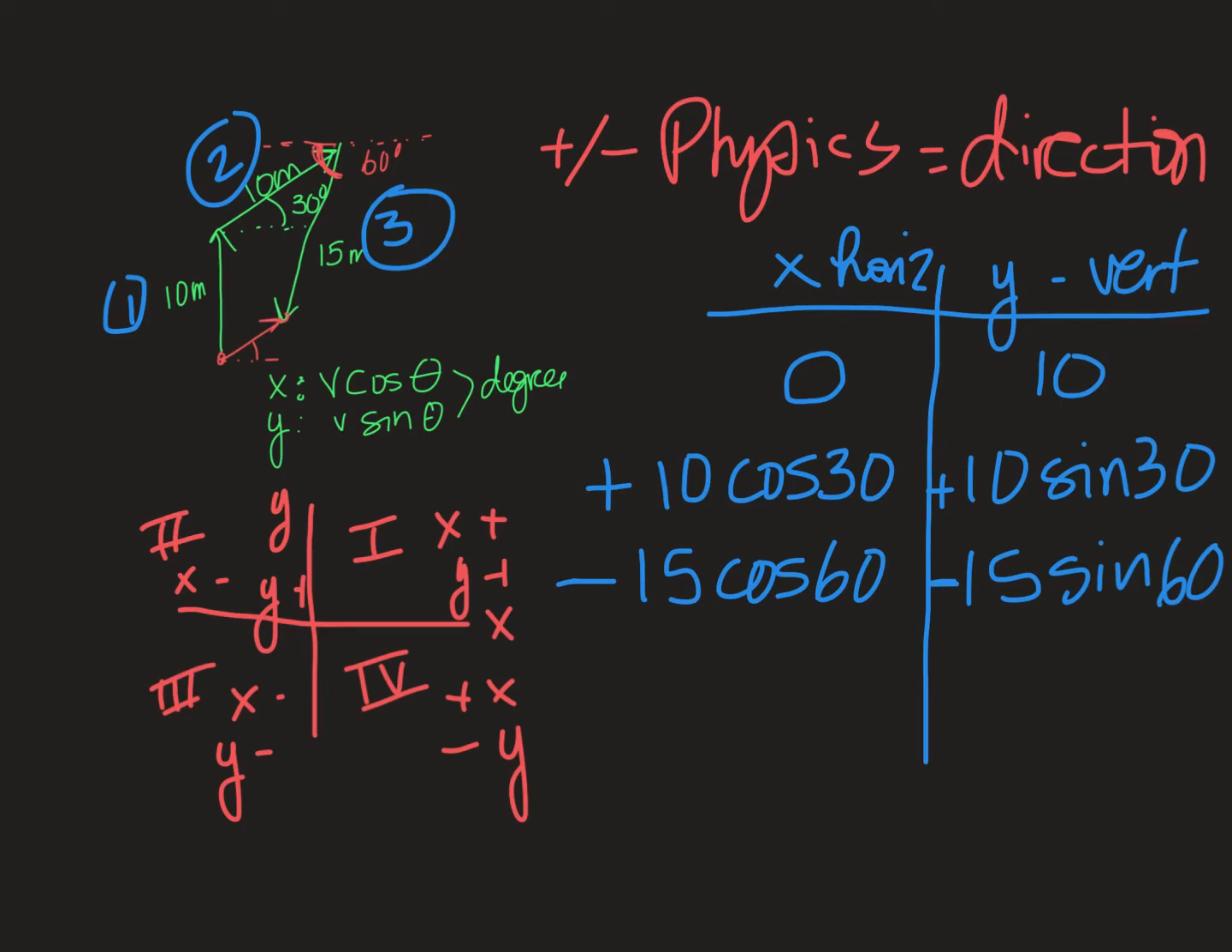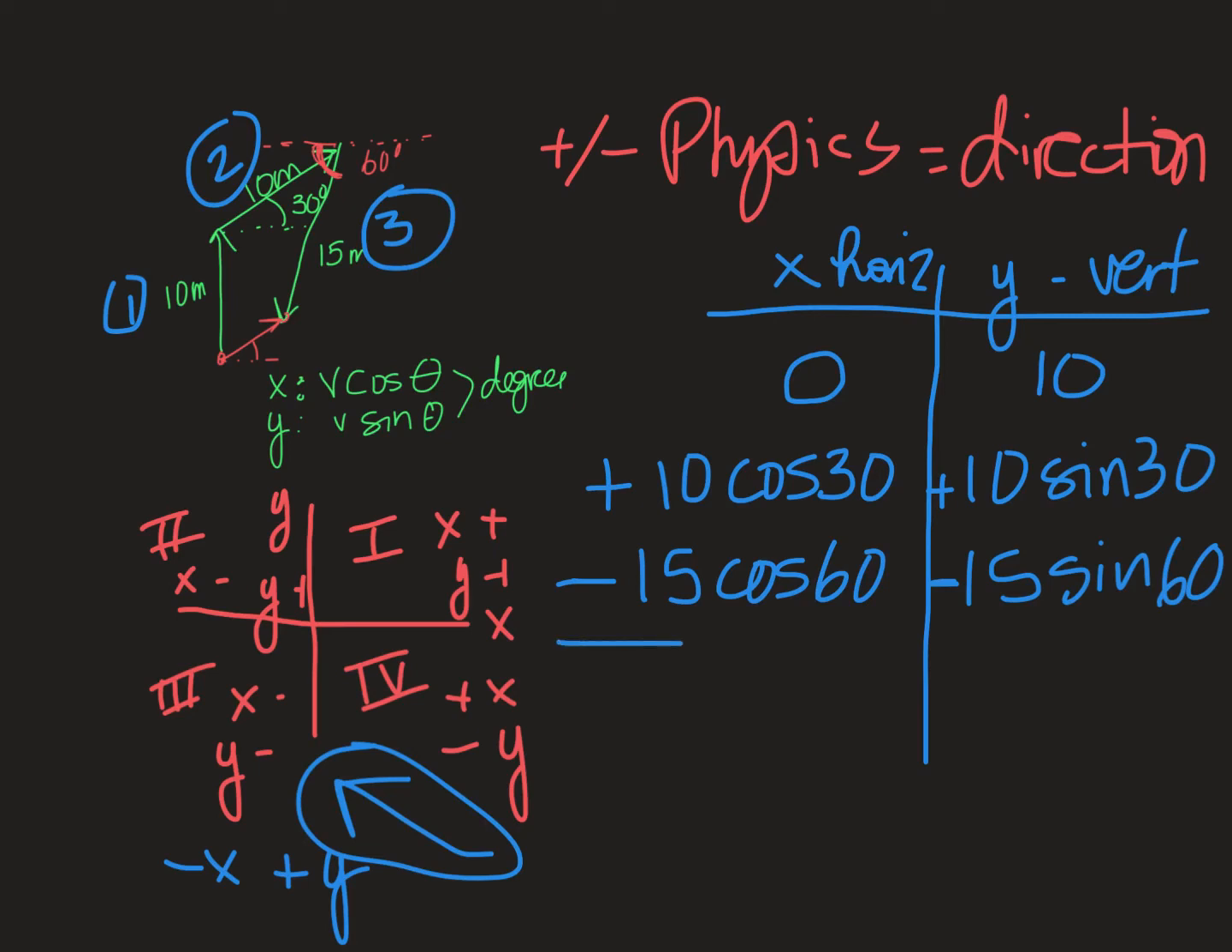These do not both have to be positive, and these do not have to be negative. If I had a vector that was going this way, it's going to the left, so it has a negative x, and it's going up, so it has a positive y. So base your positives and negatives on which direction your arrow is pointing.